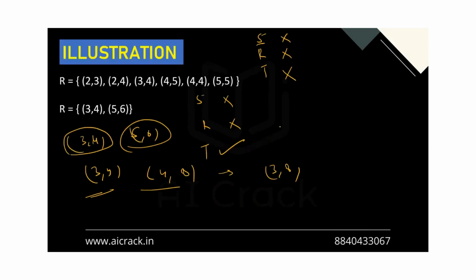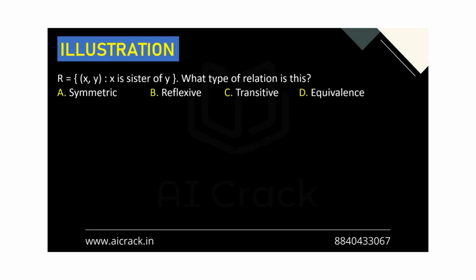Only in case we have 3 comma 4 and a pairing of, let's say, 4 comma 9, and we don't have 3 comma 9, in that case we cannot say that it's a transitive relation. And similarly it goes for 5 comma 6, we don't have any kind of pairing, so that's why it automatically becomes transitive. Now let's talk about this example.